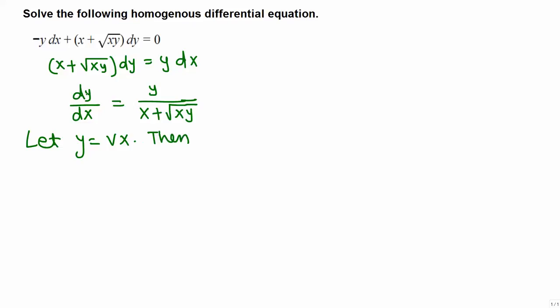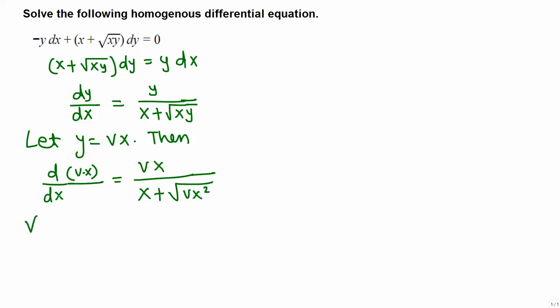Let's see, this is d over dx, derivative of y. That means the derivative of y, now vx, is equal to y, which is vx, over x plus root x times y, where y is vx, x times vx, so vx squared. Now we want to find the derivative of v times x using product rule.